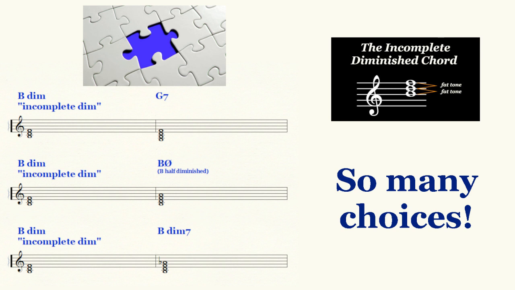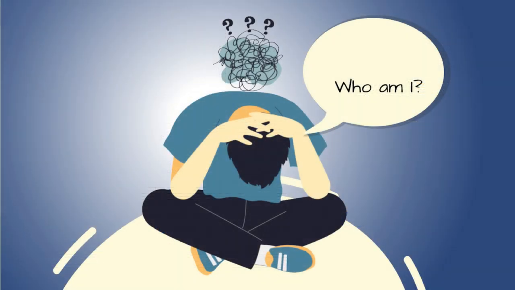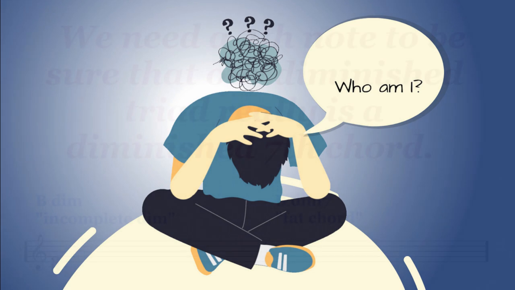However, this diminished triad does not tell us very clearly what it is, and that is because it instantly can turn into 3 different chords. It can turn into a G7 chord, a B half diminished chord, or another chord with 4 notes called a B diminished 7 chord. And until we play that 4th note, we aren't sure what that chord really is. The B diminished triad has a serious identity crisis.